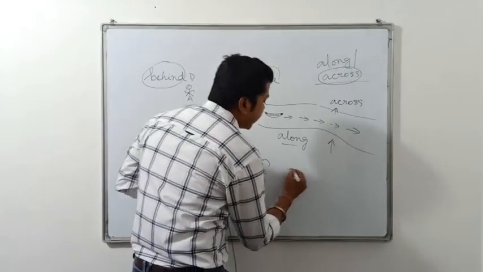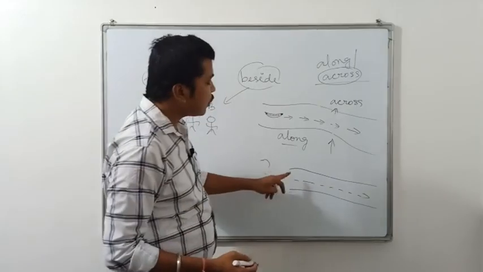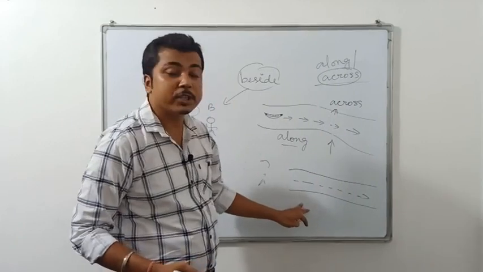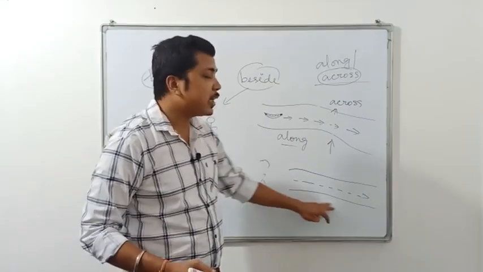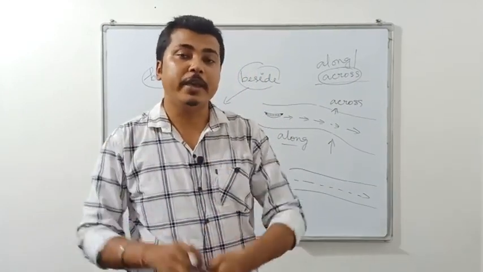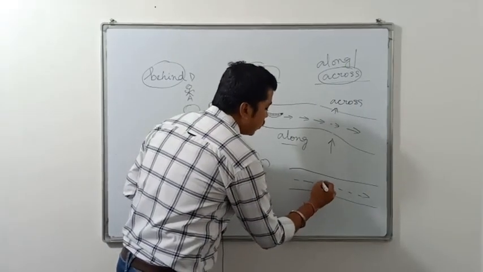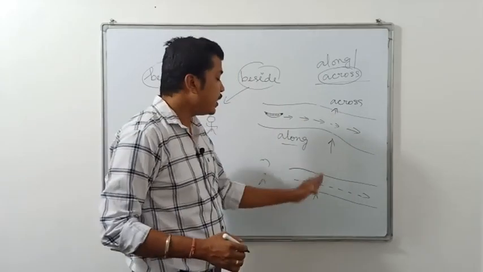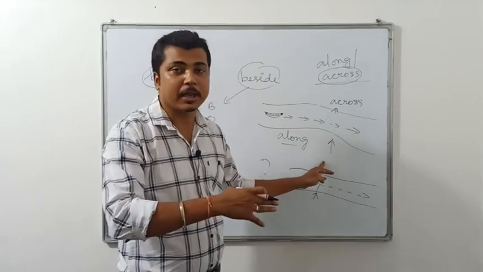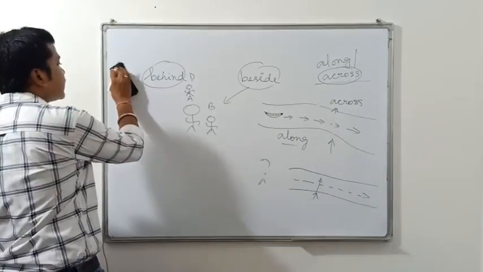Okay, suppose if there is a road, if someone is walking in this way, if someone is walking from this way to that way, then that time you will use preposition along. Ram is walking along the road, मतलब जिधर जिधर रास्ता गया है, in that way Ram is also going. Okay, but if I say the boy or Ram is going across the road, that means what? He is moving from one side of the road to the other. रास्ते के एक तरफ से दूसरे तरफ जा रहा है. He is crossing the road.